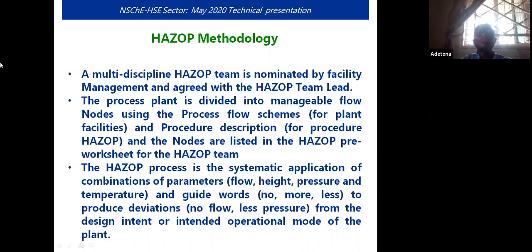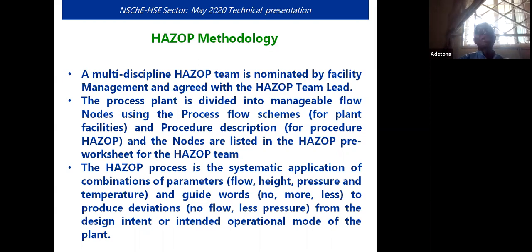The methodology for HAZOP starts with a multidisciplinary team being nominated. Because of the importance of the team, the first thing a HAZOP leader will do is to sit with the management, get the list of the multidisciplinary team, screen their experience, and get the commitment of the management so that they will be ring-fenced during the time of the HAZOP.